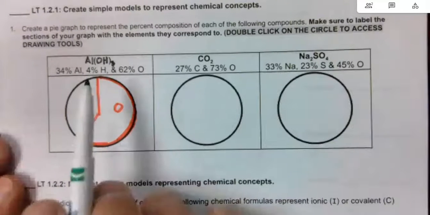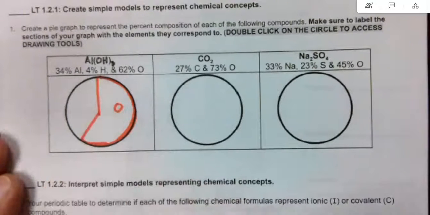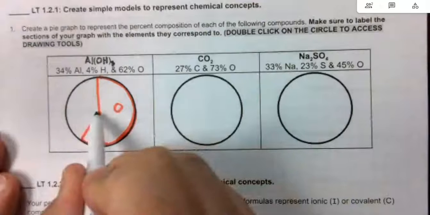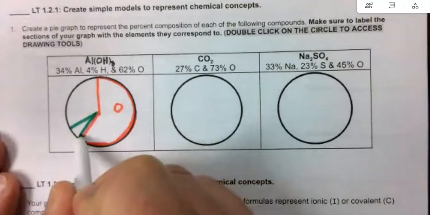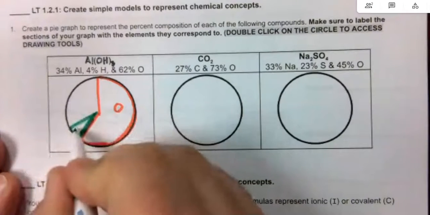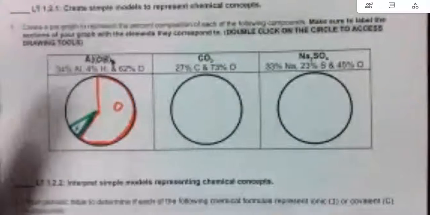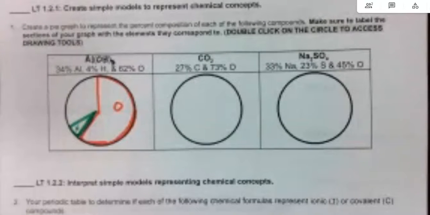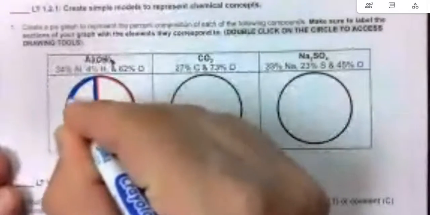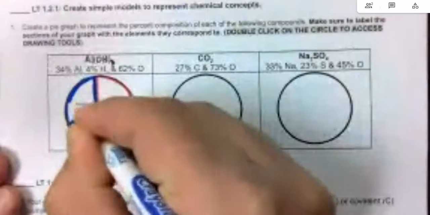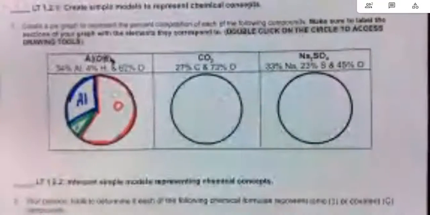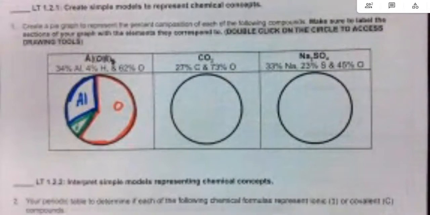And then notice that hydrogen is 4%. That's a pretty small sliver of our pie. So I'm going to take this section to represent hydrogen. Put an H in there. And what's left should be more than 1/4, which we have for aluminum at 34%. So I'm going to take this section and use blue to represent that aluminum piece of my pie chart. Alright, excellent. So that's the first one.